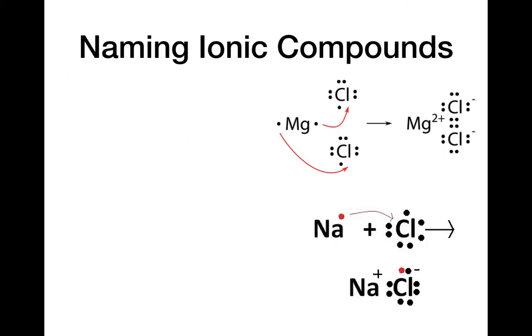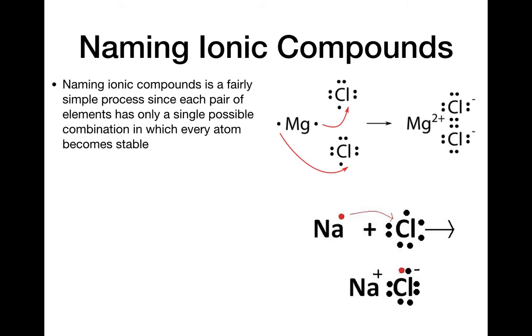Okay, so let's learn the rules for how to name ionic compounds. Now, luckily, naming ionic compounds is pretty simple. Naming molecular compounds is more complicated, and we'll get to that next lesson. Since for every ionic compound there's only one possible combination between a pair of elements that can make an ionic compound, because there's only one way that every element can become stable.